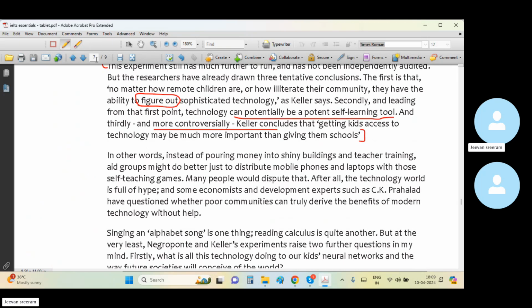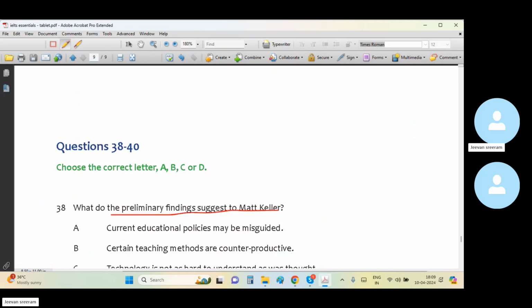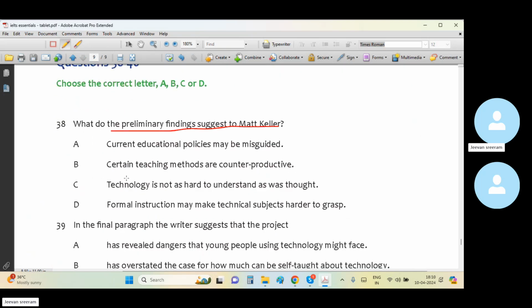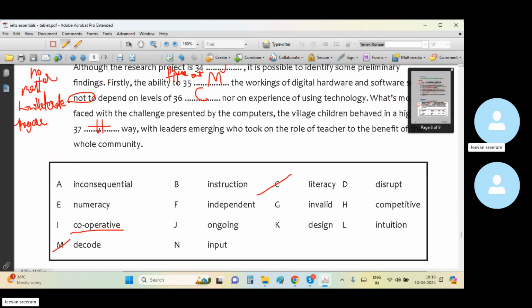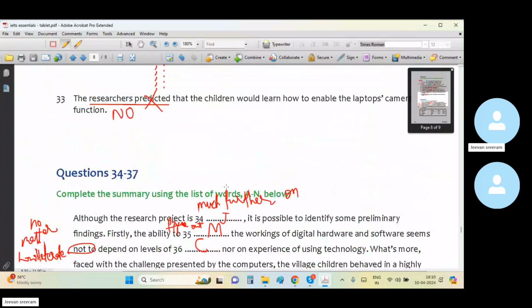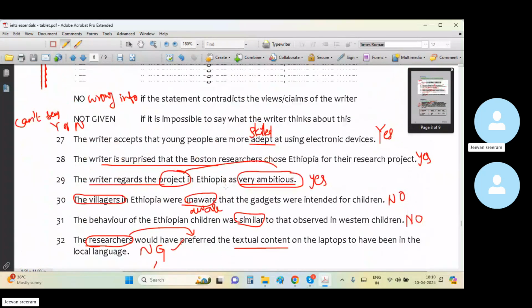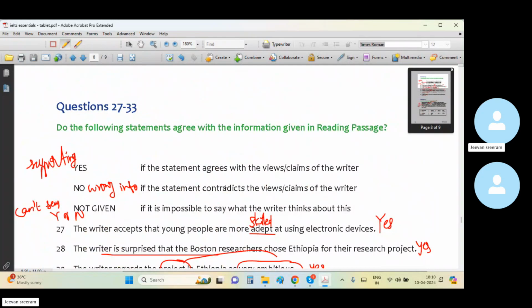Certain teaching methods are counterproductive. Is it about teaching methods? It's not about teaching methods. We can eliminate, sir. We'll eliminate. Technology is not as hard to understand as was thought. Once people felt technology was hard, but it was not as hard as people thought. But of course, it is giving similar sense like what we read. But that must be eliminated. The C must be eliminated. Have you got the point? Have you felt like C is the answer?